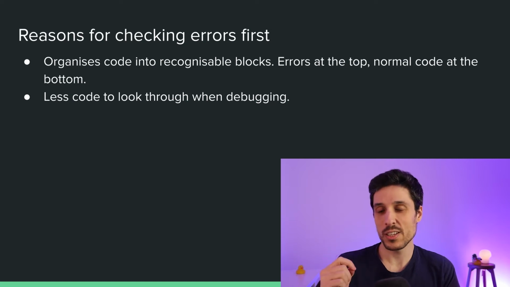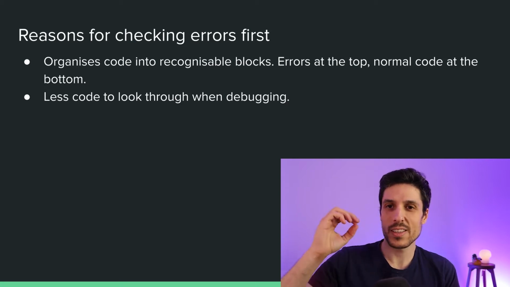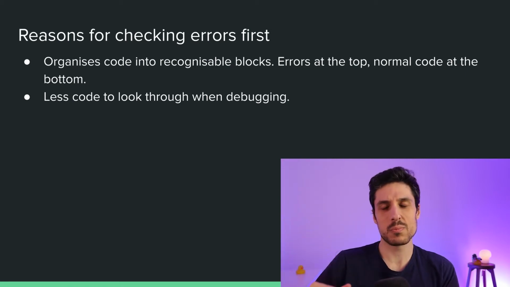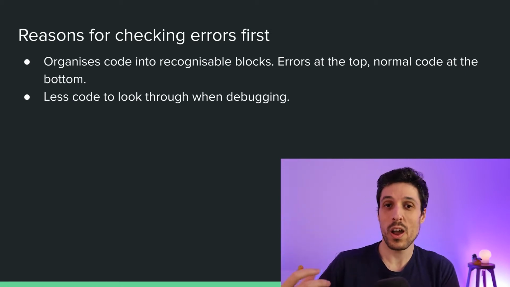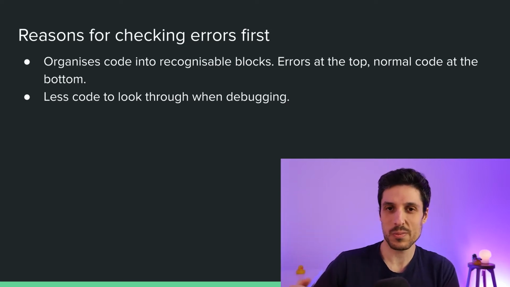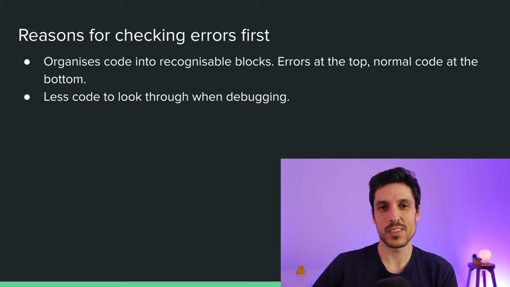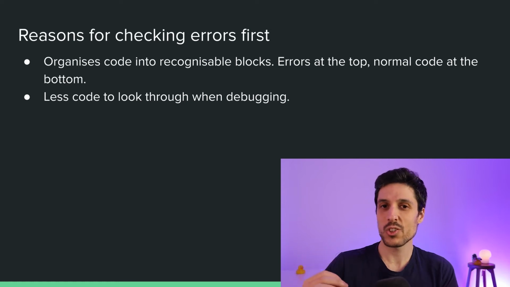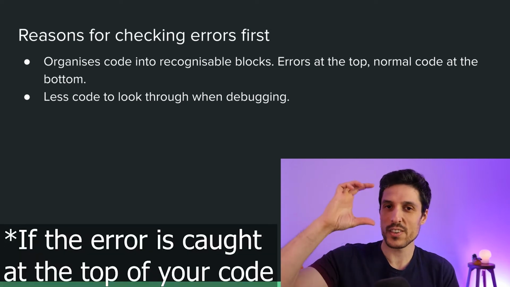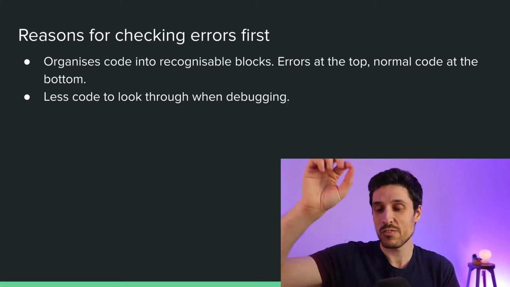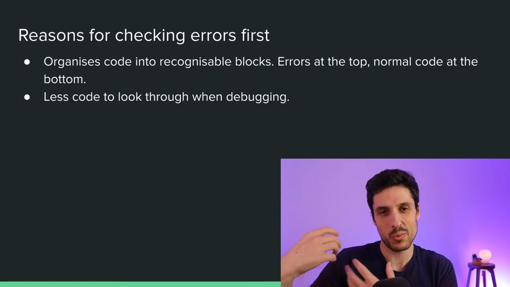That's because, one, it organizes your code into recognizable blocks. That's error first, normal code after. And if all your code is like this, then it's easy to understand where your error checking code is, where your normal code is, and it's easy to distinguish between them as well. And secondly, it helps with debugging. Because if an error occurs and you need to debug something, you have less code to look through if the error always occurs at the top of your code than if it occurs way far down. You'll just have more code to go through before you see what happened and why.